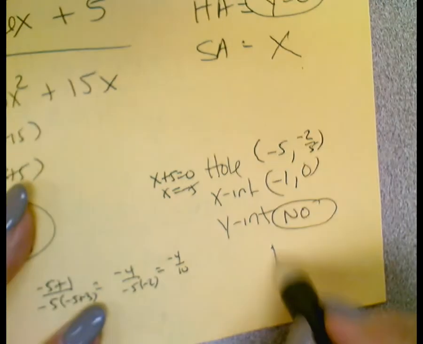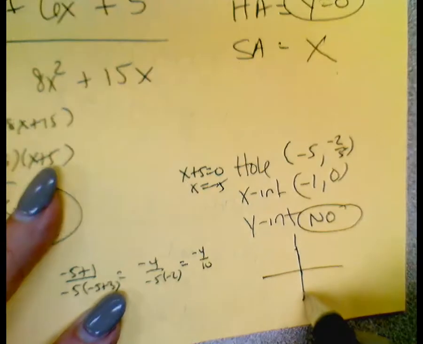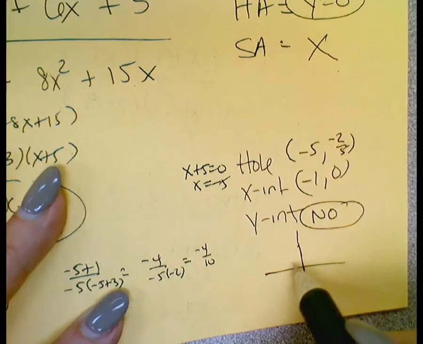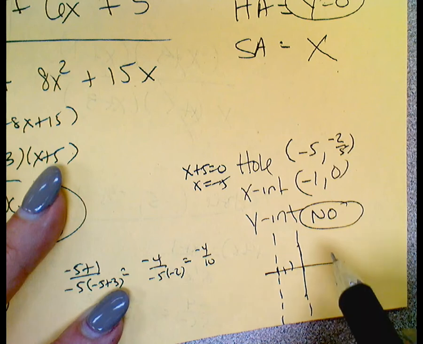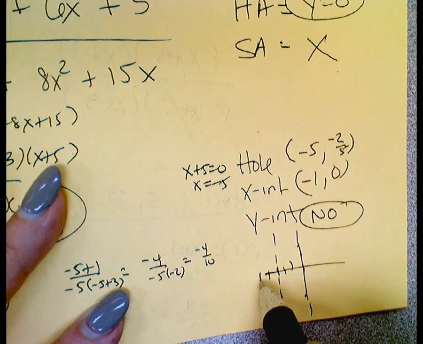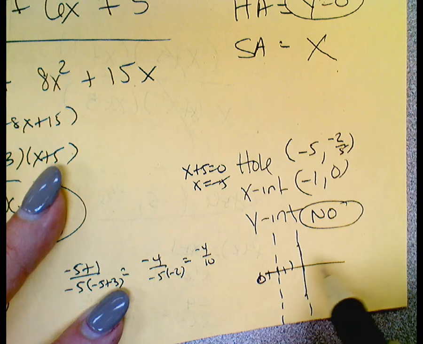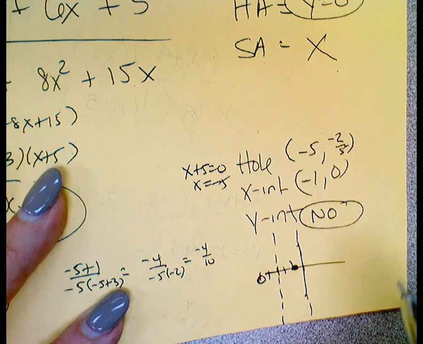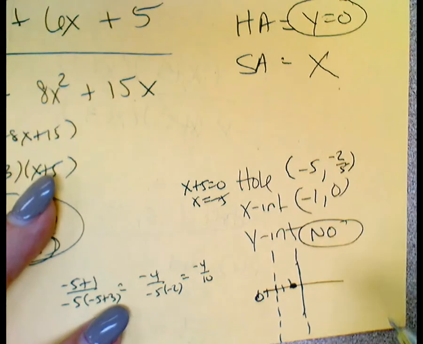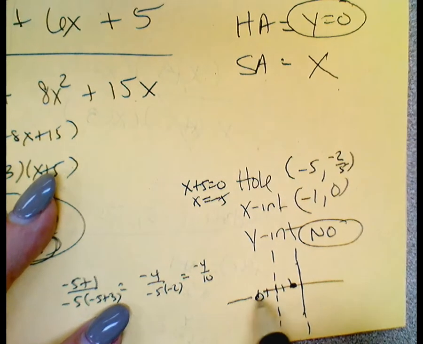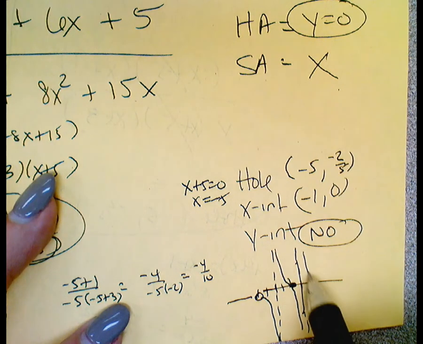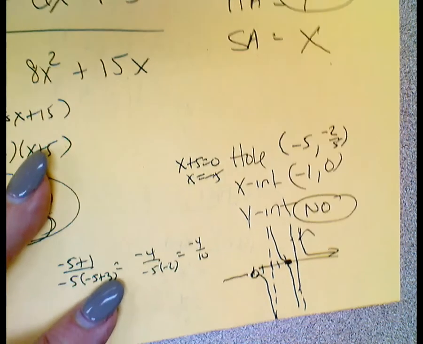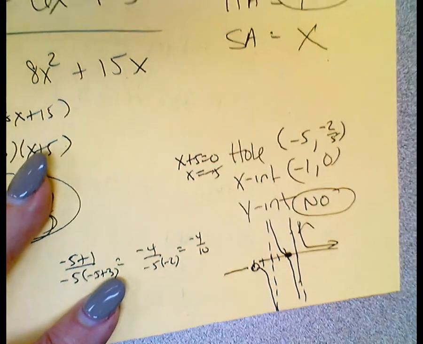Graphing-wise, I'll just do a quick little graph. You have a vertical asymptote at 0. You have a vertical asymptote at negative 3. You have a hole at negative 5, negative 2/5. You have an x-intercept at negative 1, 0. And then the rest of this you could graph. But my guess is just by these points, it looks something like this. And that's how you do it.